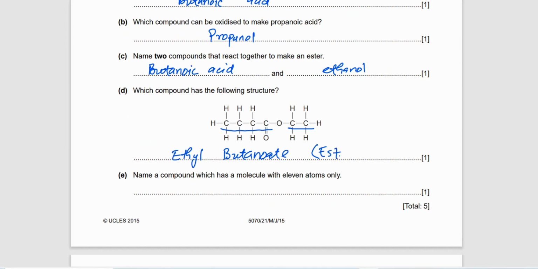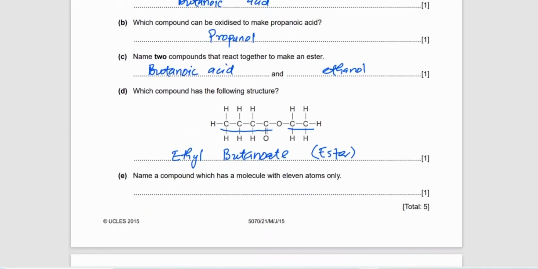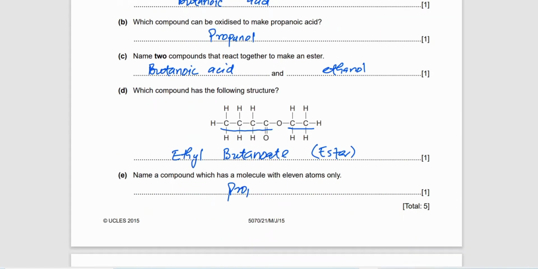Name the compound which has a molecule with 11 atoms only. A molecule with 11 atoms only is propane. C3, and H is 2 more than double. Double is 6 and 2 more is 8, because it is an alkane. So alkane has the general formula CnH2n plus 2. You understand it? 2 more than double. So 3 plus 8 becomes 11. So I'm writing here propane.